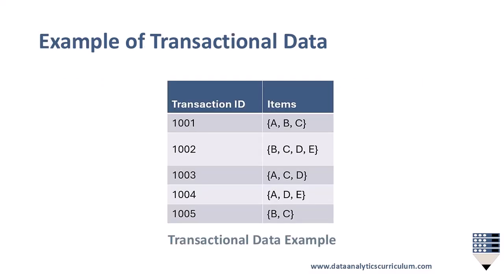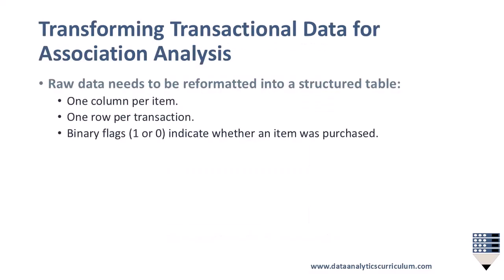Example of transactional data. Here's a simple example. Imagine a store that tracks which products are purchased together. One transaction might include milk and bread, another might include bread and butter, and a third might include all three. Each of these rows represents a single shopping trip, or transaction, showing what was bought.